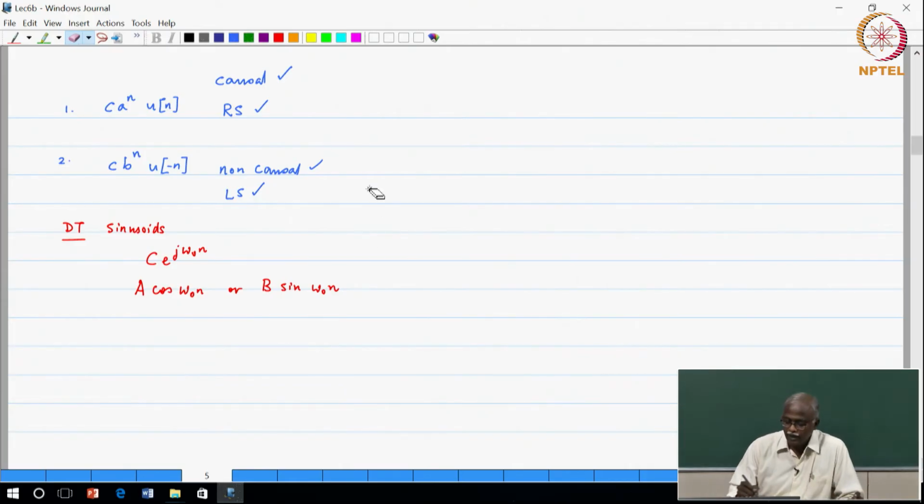Now, unlike continuous time sinusoids, these are not guaranteed to be periodic. Only under certain conditions on omega are they periodic, and again I just want to make sure that we are familiar with the basic definitions of periodicity for the discrete time sinusoids.